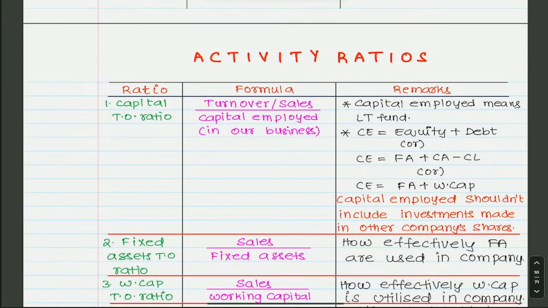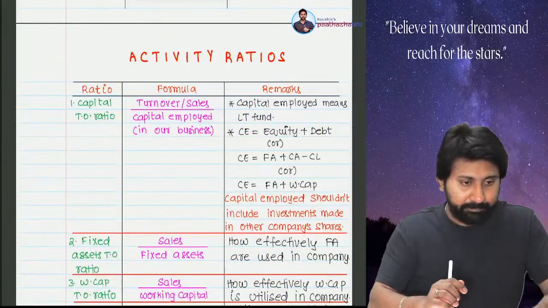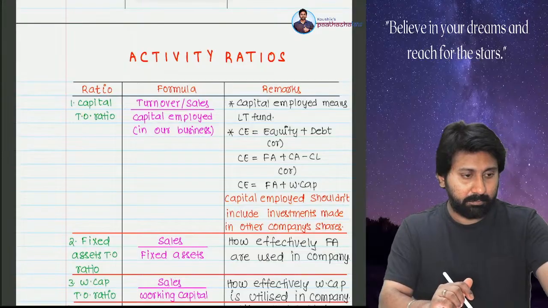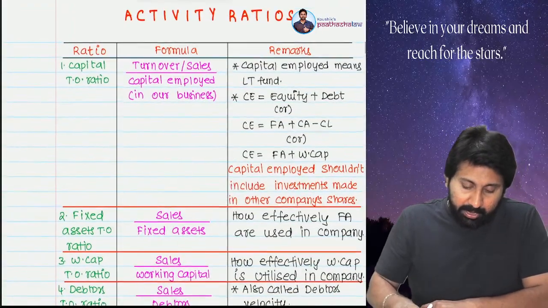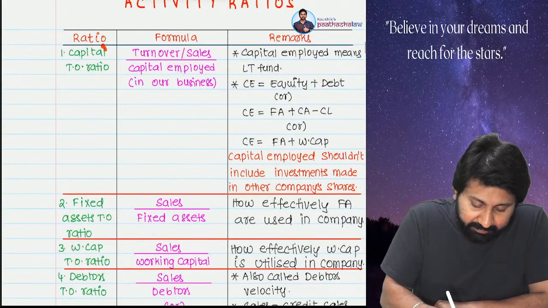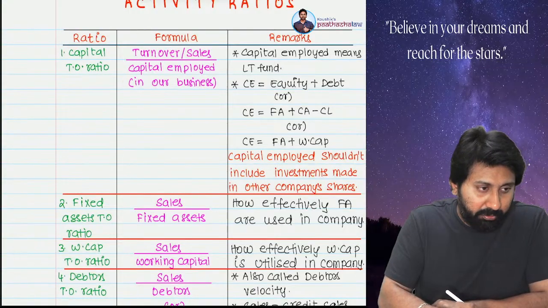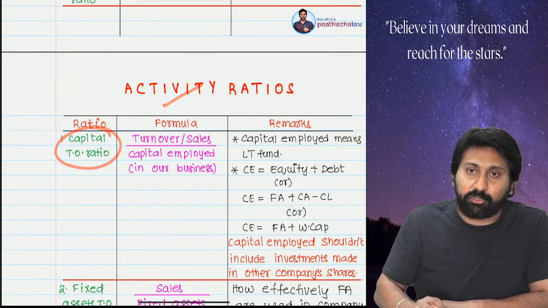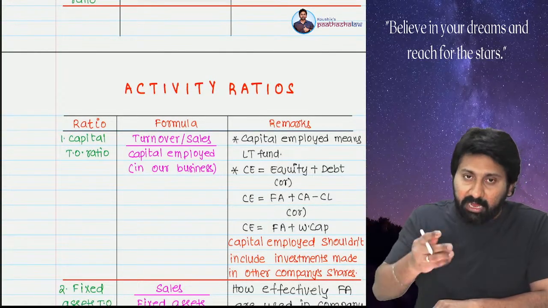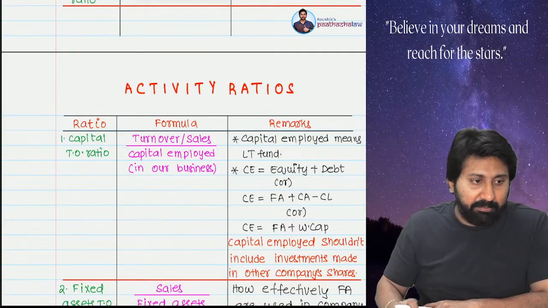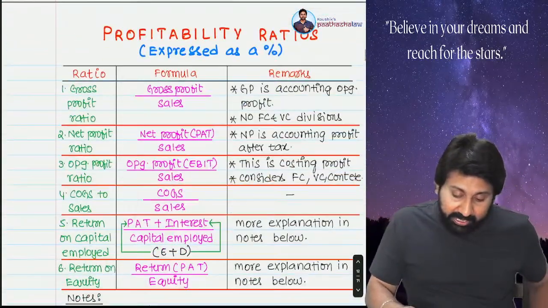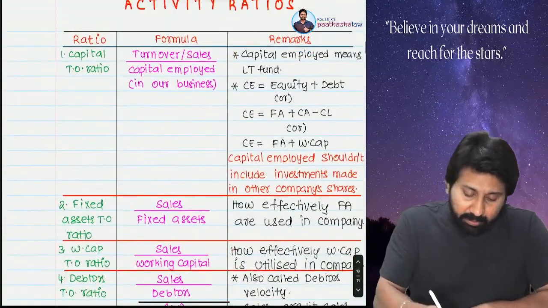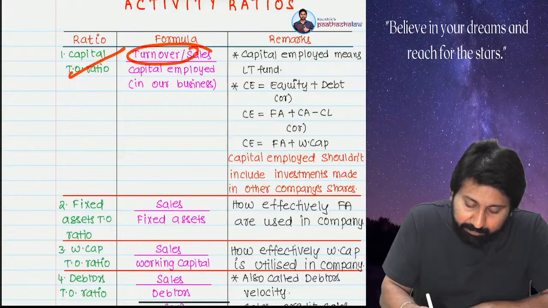Have you all completed? See here. Activity ratio. The first activity ratio is capital turnover ratio. Whenever I say activity ratio or capital turnover ratio, it's simply turnover that will come. Turnover means sales turnover will come in the numerator. In case of profitability, the sales will come in the denominator. Capital turnover ratio: turnover by capital employed.